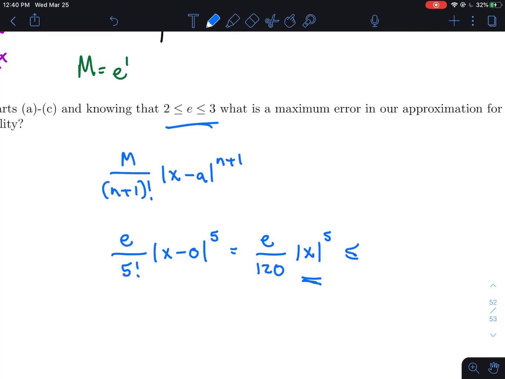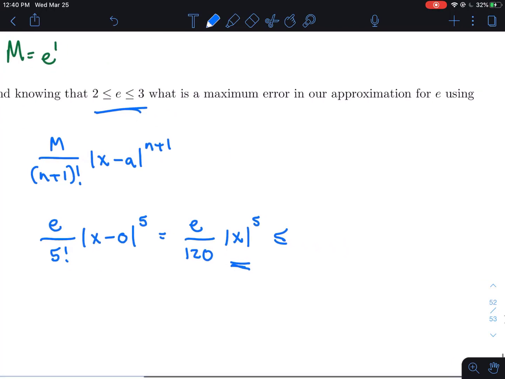Really, the worst case scenario is going to be when it's closer to 1, right? 1 or even -1 because of those absolute values. So basically, the farther away from 0 it is, the worse the case. And so the maximum error that we're going to have here is going to be e divided by 120, and then something like 1 to the 5th power.